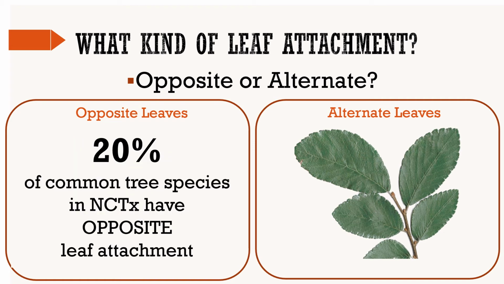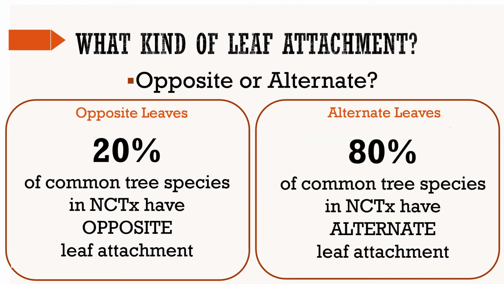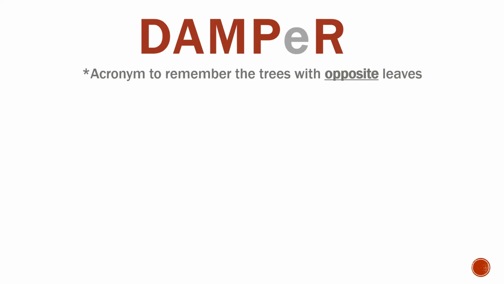It turns out that only about 20% of our common tree species in North Texas have opposite leaf attachment, and the other 80% have alternate leaf attachment, which is very good news when you find a tree with opposite leaf attachment, because you have ruled out 80% of your choices. There are so few trees with opposite leaves, it is worth your time to memorize that handful of trees so that you know what your choices are when you find that.